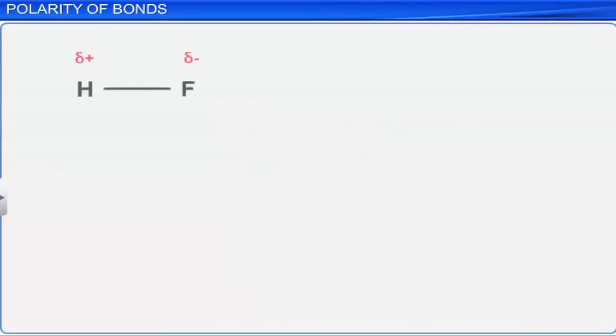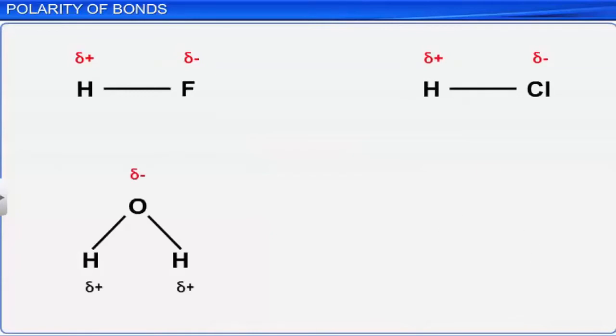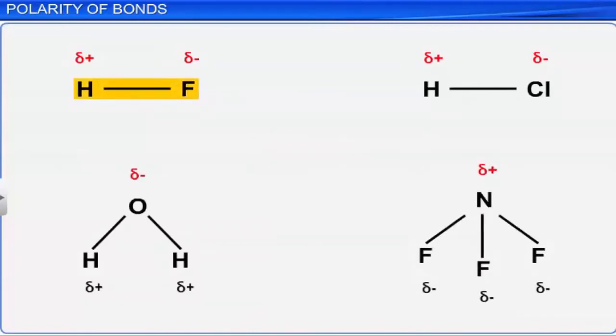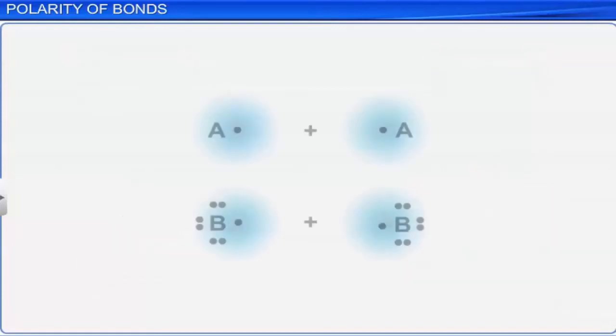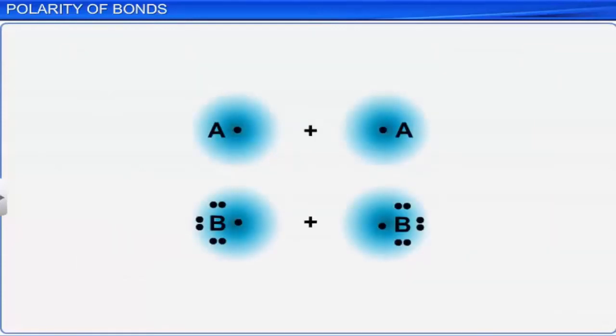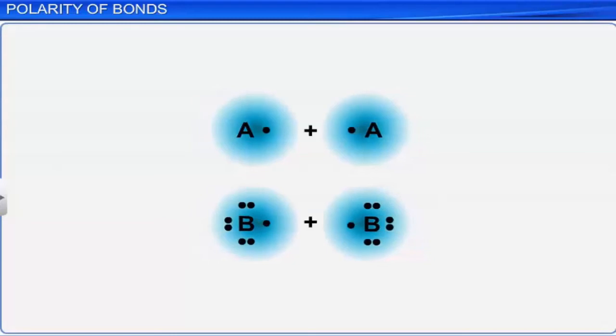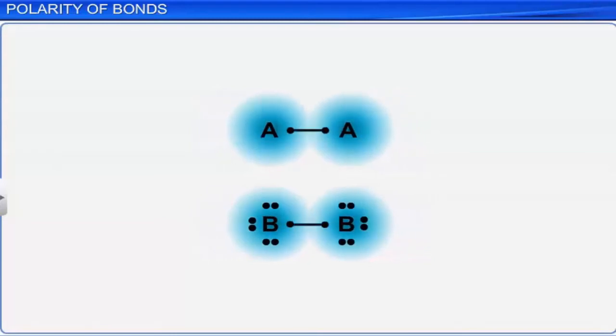Examples of polar covalent molecules are hydrogen fluoride, hydrogen chloride, water, and nitrogen trifluoride. When atoms with the same electronegativity combine together to form a covalent bond, such a bond is said to be a non-polar covalent bond.